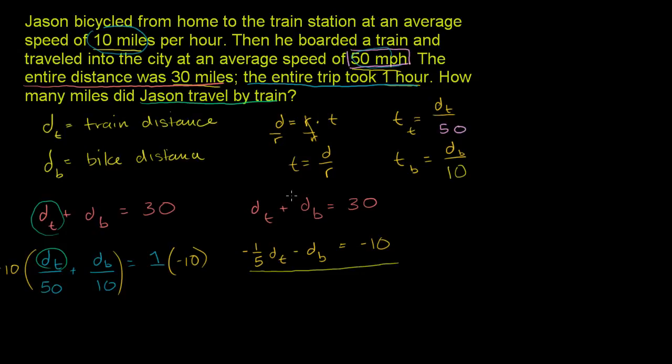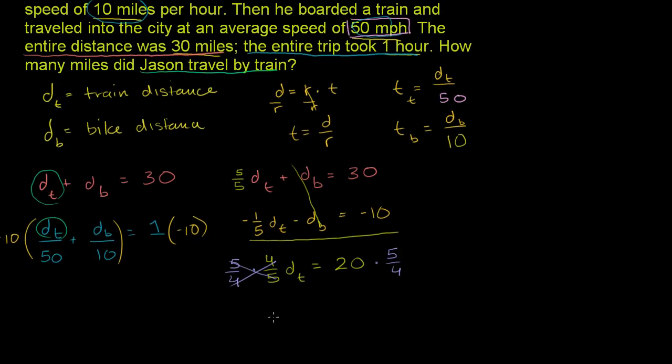If you add the left-hand side, these cancel out. You have 1 dt minus 1/5 dt. 1 dt you can view as 5/5 dt. So 5/5 minus 1/5 you have 4/5 distance by train is equal to 30 plus negative 10, or is equal to 20. Now to solve for distance by train, we can just multiply both sides of this equation by the inverse of 4/5. So we'll multiply both sides by 5/4. The whole point of that is that this cancels out, and we are left with the distance by train is equal to 20 times 5/4.